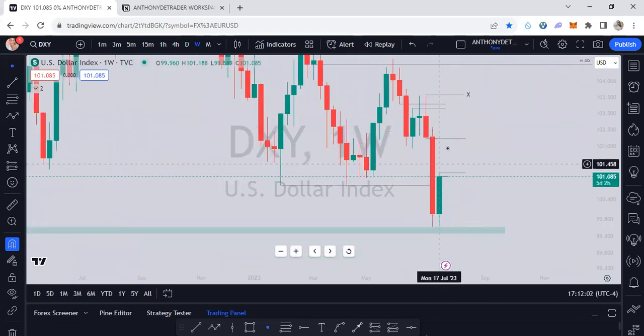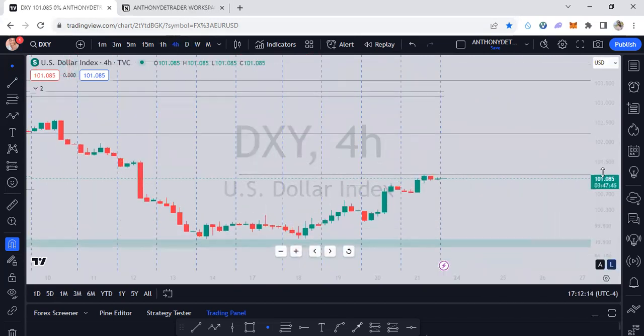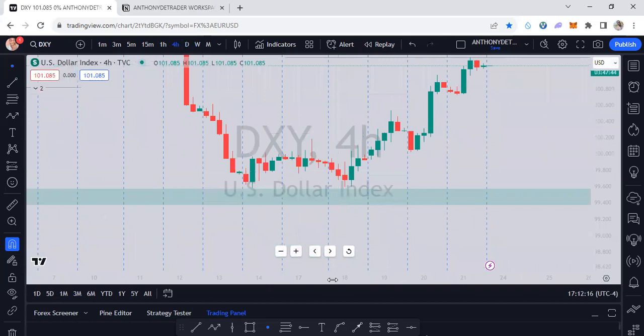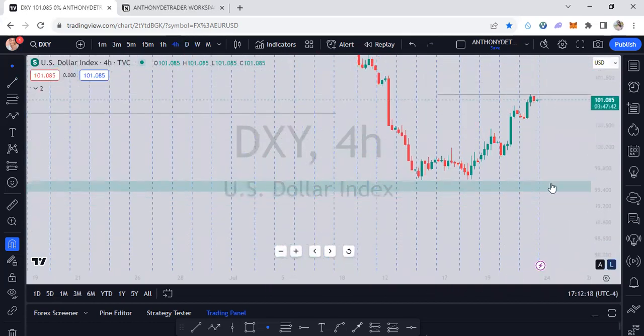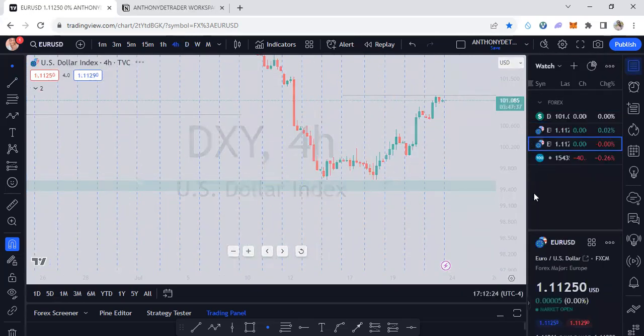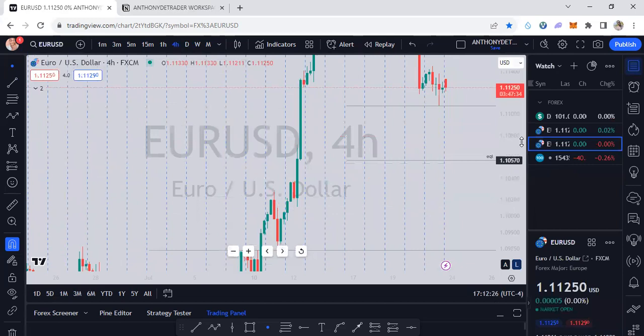So I'm actually expecting price to trade into this place, then possibly take out this swing low formed here. So let's just take something on the 4-hour time frame. You actually see how price has been respecting, price went up, traded into. Let's use the EURUSD to check this on the 4-hour.